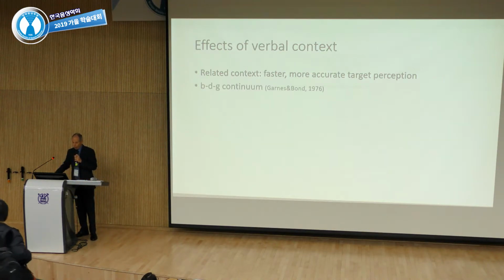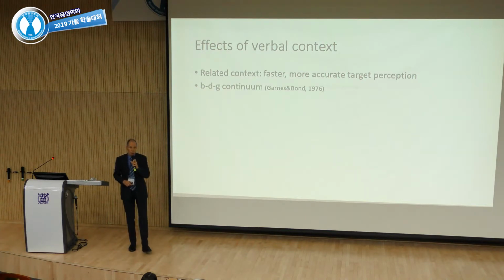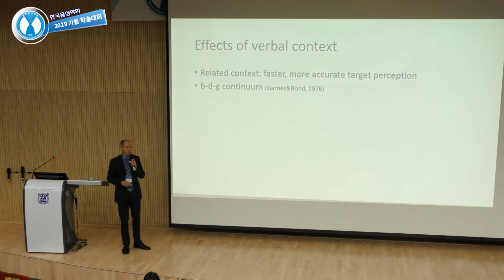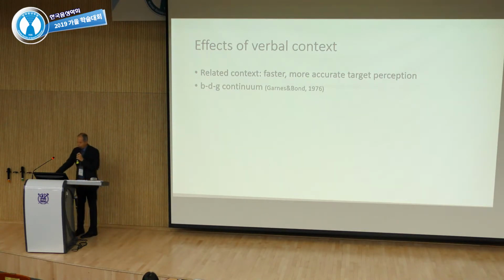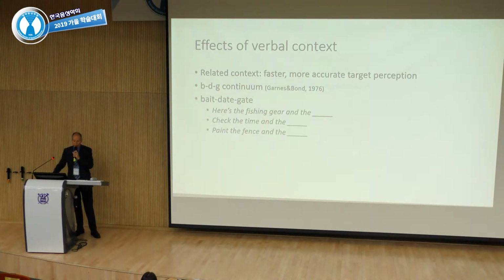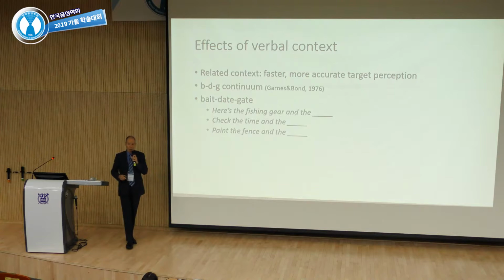A nice early example of that work was a small study done by Garnes and Bond. They created a b to d to g place of articulation continuum by varying the second formant frequency. Then to the members of that continuum, they added the coda 8. So essentially they created a bait to date to gate continuum. They then inserted the members of that continuum in various context sentences. These contexts were: here's the fishing gear and the blank, check the time and the blank, and paint the fence and the blank. So you see where this is going.